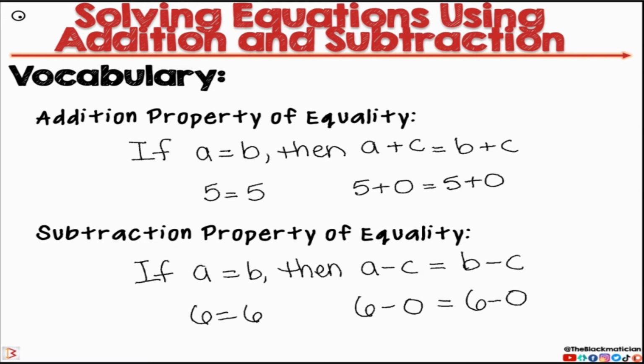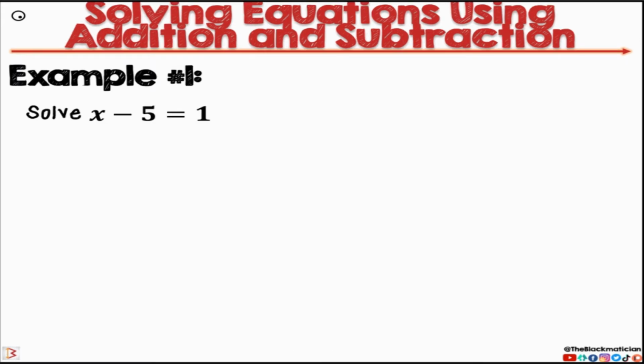Let's do some examples. Example number 1, solve x minus 5 equals 1. All right, so what you want to do first is always rewrite the equation: x minus 5 equals 1. And then I need to do either the addition property of equality or the subtraction property of equality. Because this is a minus 5, I want to do the addition property, so you're going to want to do the opposite. And we're going to add the same number to both sides of the equation. So I'm going to add 5 to both sides.